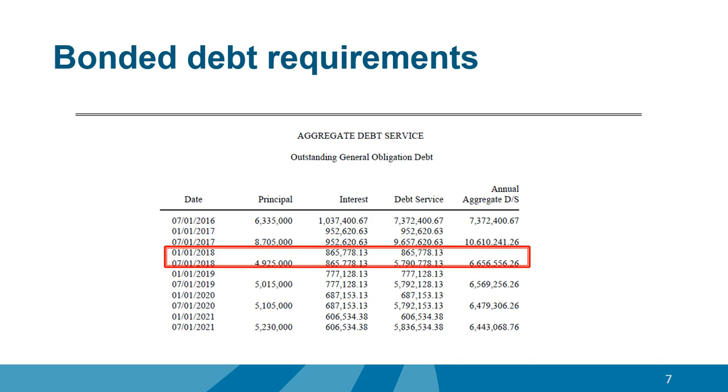As we are preparing to budget for fiscal year 18, you are going to want to identify the bonded debt requirements for January of 2018 and July of 2018, as we previously discussed, which in this case is $6,656,556.26. This will be the starting point and main portion of your budgeted expenditure figure for the year.